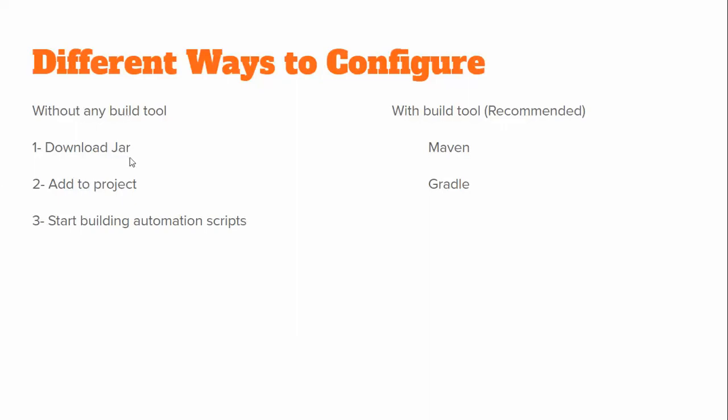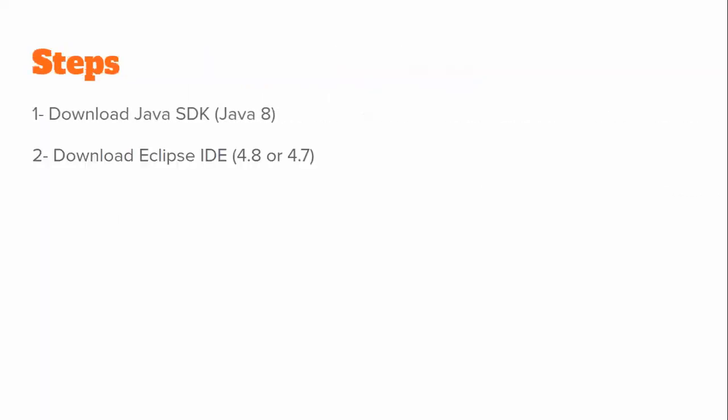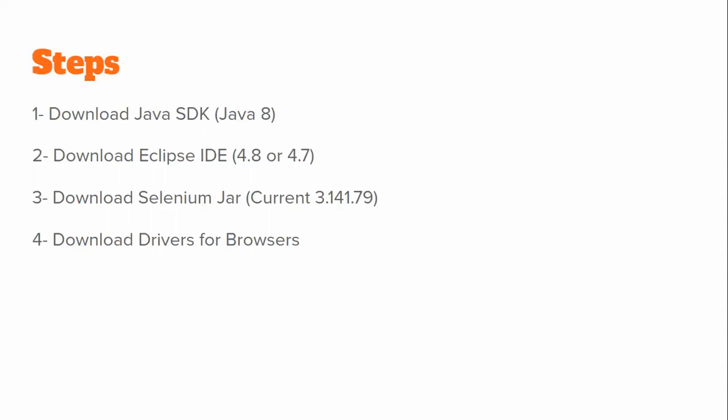So the one which we are going to use today is the first one without any build tool. I'm assuming you are completely beginner or you want to just start with Selenium. And now these are the four things you need in order to start. You need Java JDK. There's a small mistake I did. It should be Java JDK we need. So JDK 8, then Eclipse IDE, Selenium jar, and the respective drivers for the respective browsers.